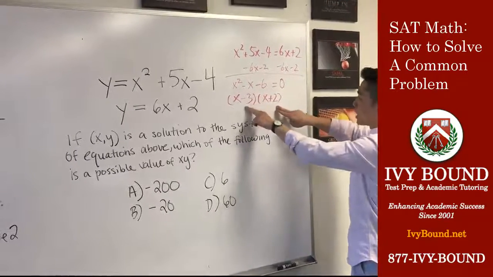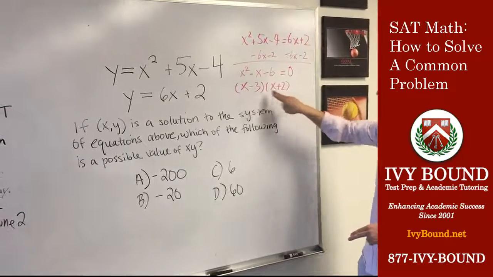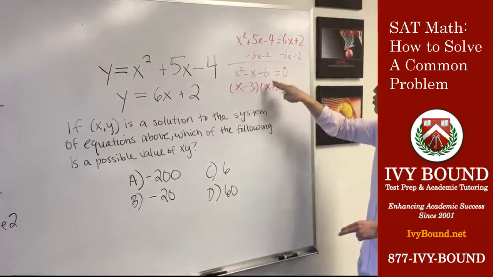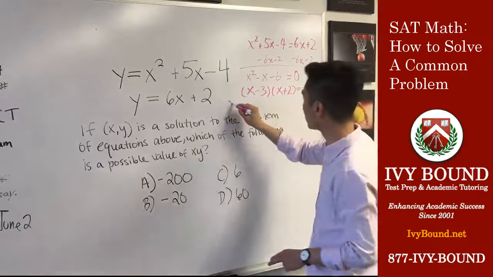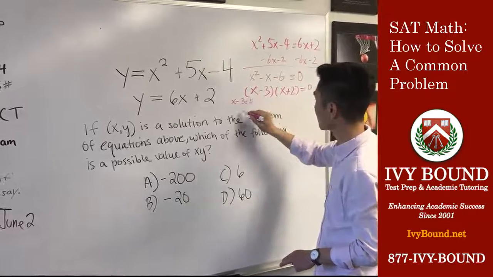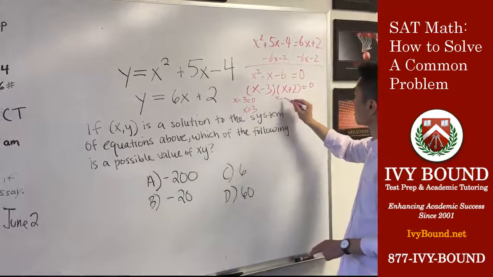So -3 times +2 will give us -6, and they will add to -1. So this is our correct factored form for this equation, and this is equal to 0. So we set each factor to 0 to find our two roots. x minus 3 is 0, we get x is equal to 3. So our first root is 3.